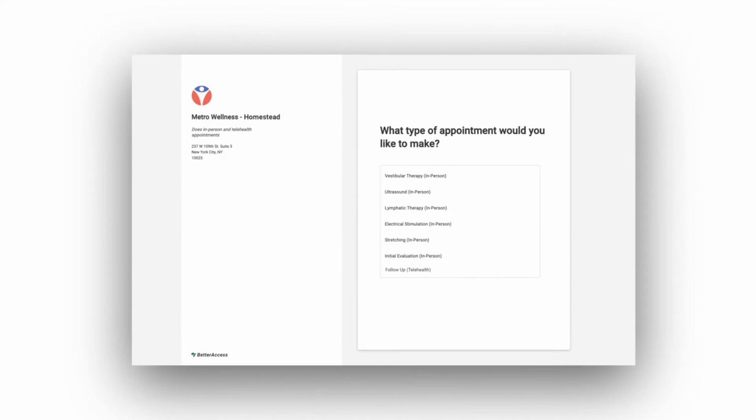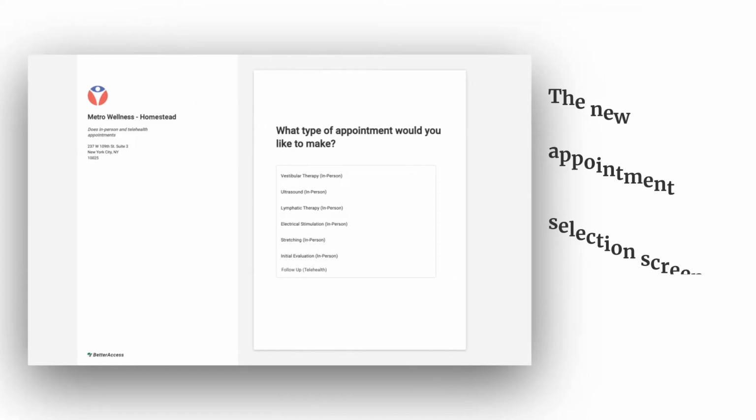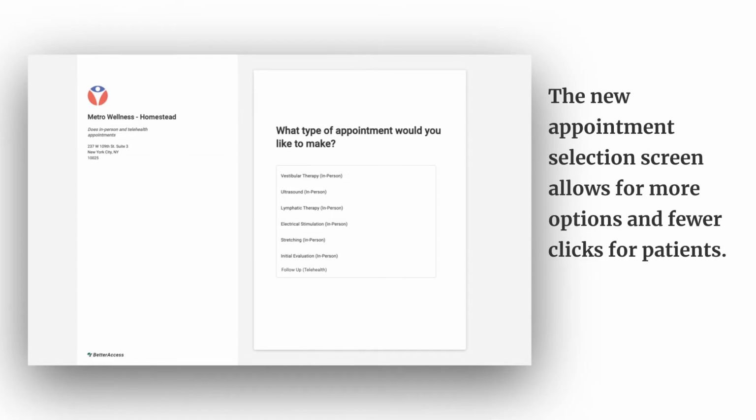In the new BetterAccess booking flow, providers must be assigned to their corresponding appointment types so that patients have appointment types to choose from. The appointment selection screen has been freshly realized to a sleek and easy-to-read new look. This allows patients to click less and have a better visual overview to get the care they need.